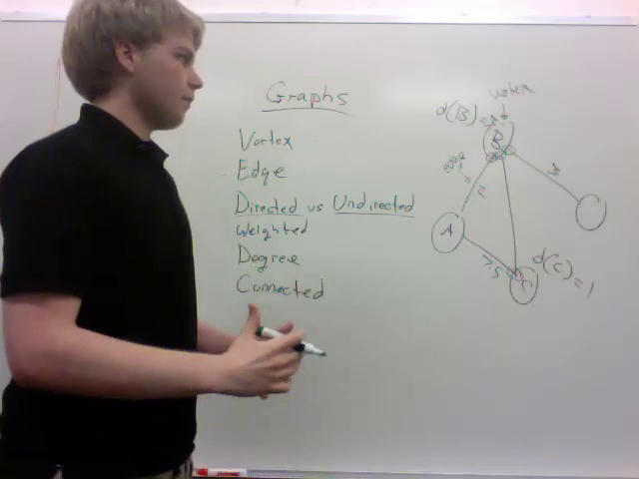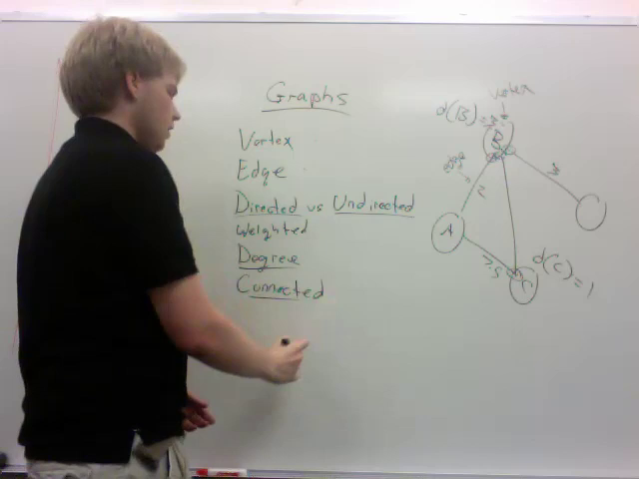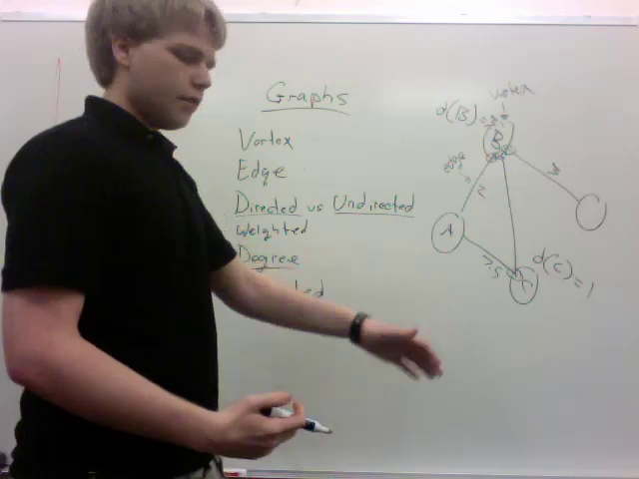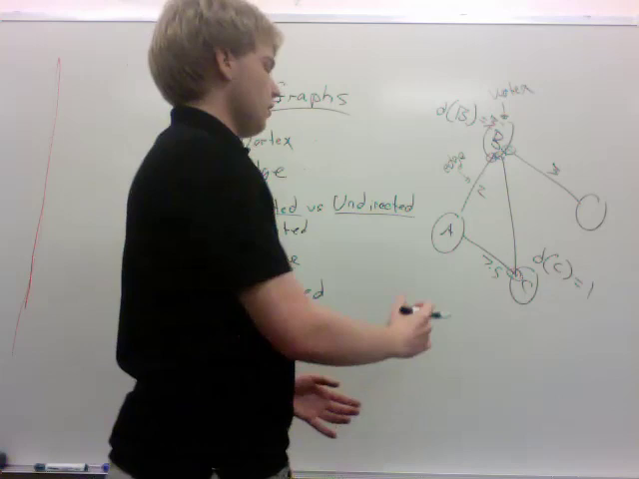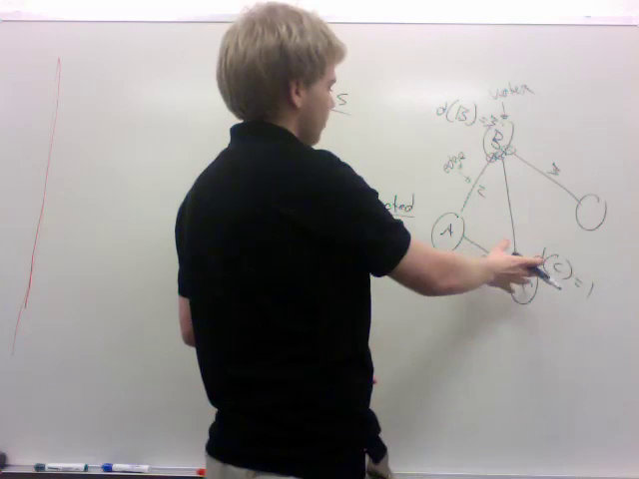So that's degree. And then a connected graph is a graph where you can get from every vertex to every other vertex. All right, so this graph right now is connected because we can go from C to B. There's a path between every pair of vertices.